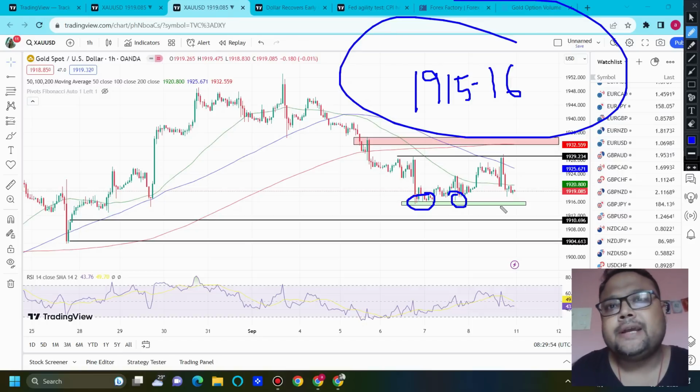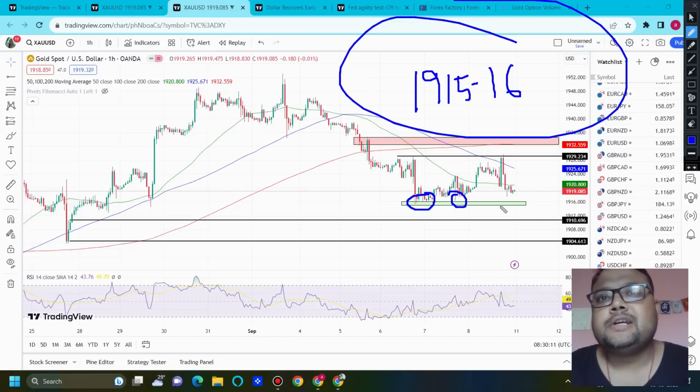And usually we don't get to see much volatility during the first half of Monday. So right after the market opening, if you see gold going down, volatility is very less. Market is going down with small candles. You can expect that buyers around 1915, 16 will be present. If you see the market taking support, showing price rejection from below, that will give you the confidence and you can go for a buy position.